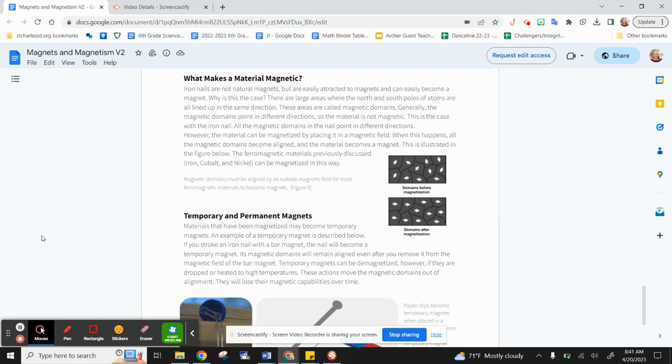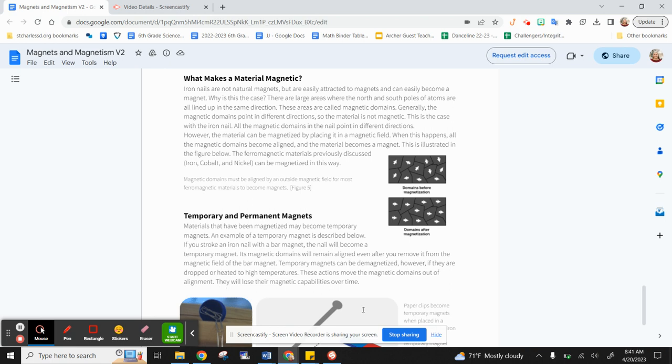What makes a material magnetic? Iron nails are not natural magnets, but are easily attracted to magnets and can easily become a magnet. Why is this the case? There are large areas where the north and south poles of atoms are all lined up in the same direction. These areas are called magnetic domains. Generally, the magnetic domains point in different directions, so the material is not magnetic.